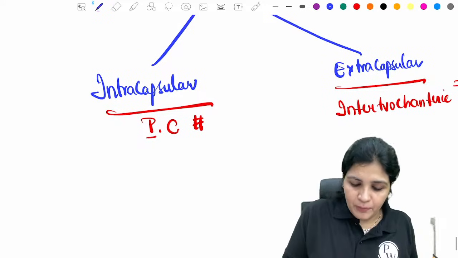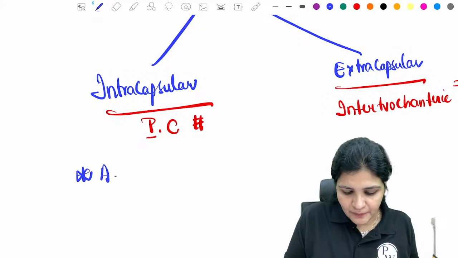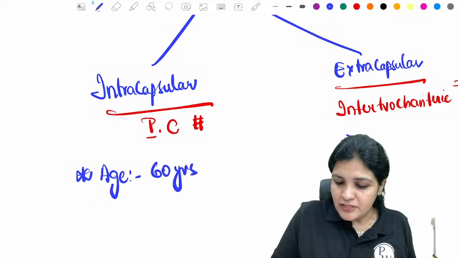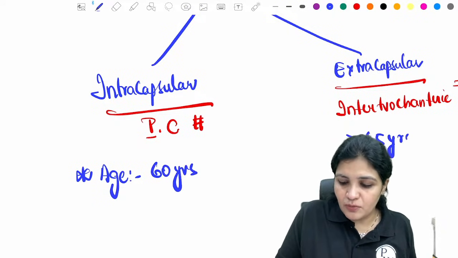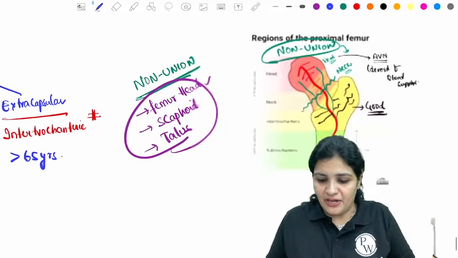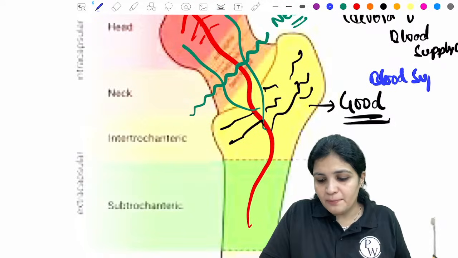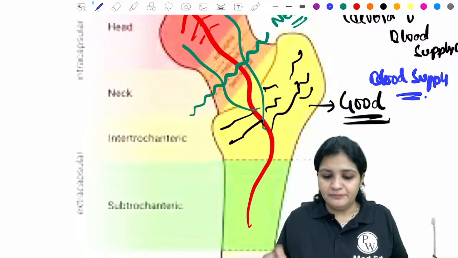So here the most important thing is age. So usually it is seen in 60 years. This is more than 65 years. So more than 65 years, that is an IT fracture. So in IT fracture, the blood supply is good here. So blood supply is good here, right?